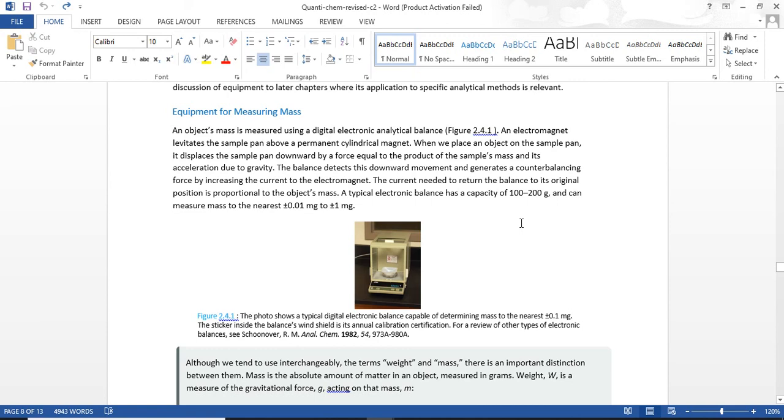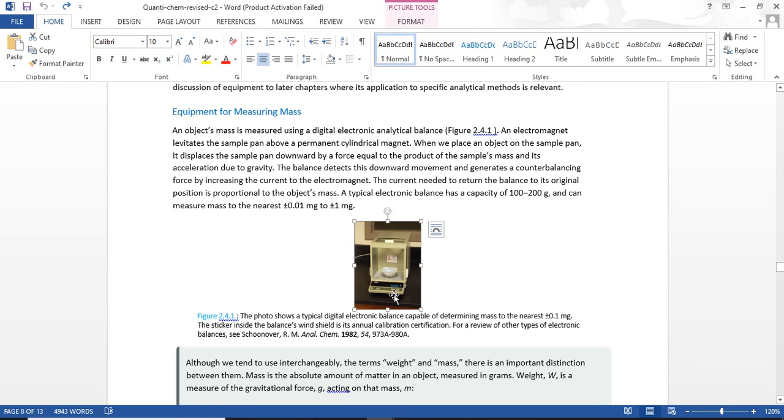A typical electronic balance has the capacity to weigh around 100 to 200 grams and can measure a mass to the nearest 0.01 milligrams to 1 milligram. Okay, so you will see differences. So this is the picture earlier: if you have three different measuring tools, this one is an electronic balance. Okay, so it is electric.